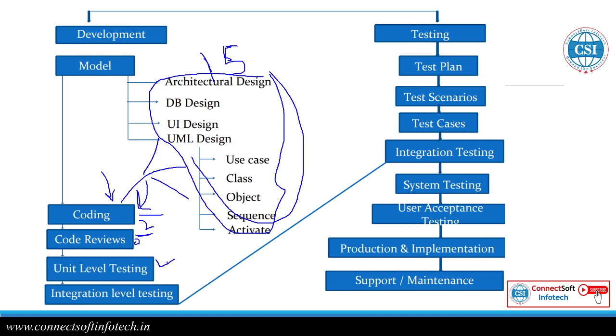We check whether the code is running and executing properly within a single module, or some lines of code, before sending it to the QA team for testing. That is unit testing. So unit level testing is done to check that the code is running in a single module or not.